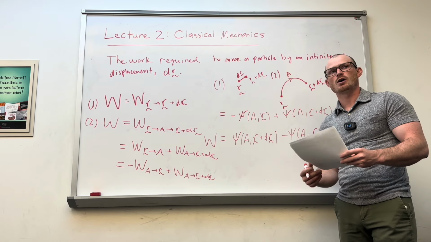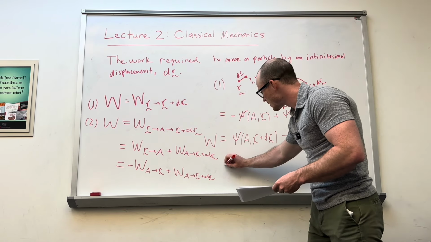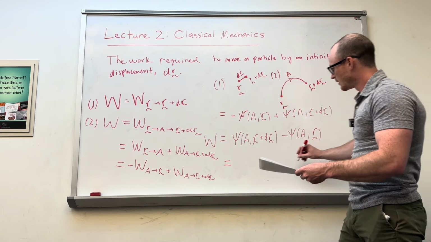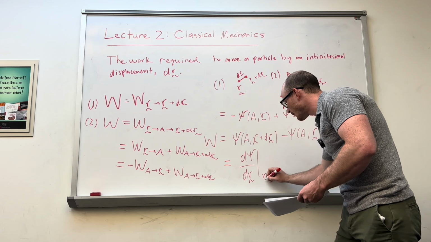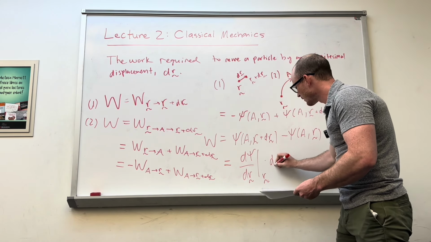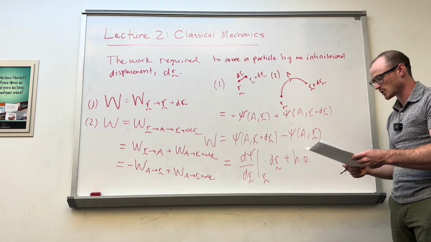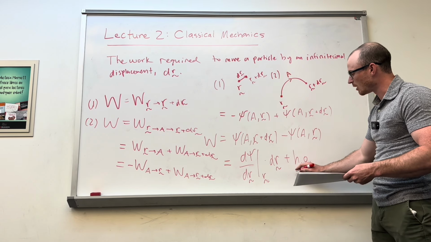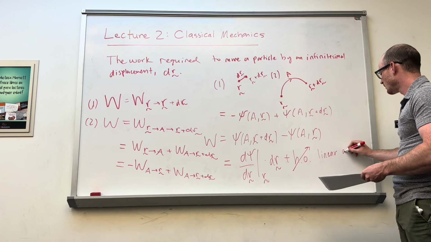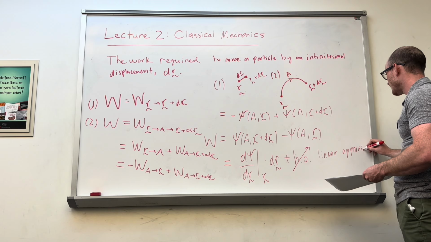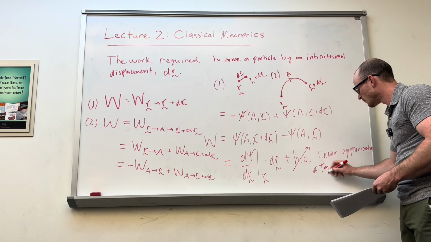And I think what I'll do is I'll post an additional video with a side on Taylor expansions, but for now, just trust me on this. This is going to equal here the derivative of psi with respect to r, evaluated at r, times dr, plus a series of higher order terms that come out of the Taylor expansion. And what we're going to do is assume that these are small and perform what we refer to as a linear approximation. So this is a linear approximation of the Taylor expansion.